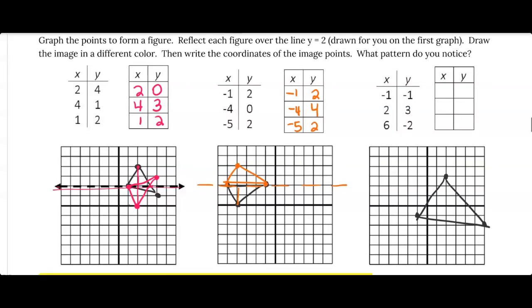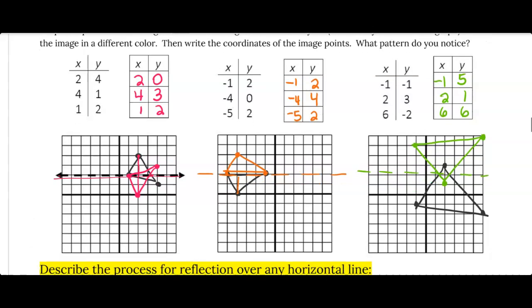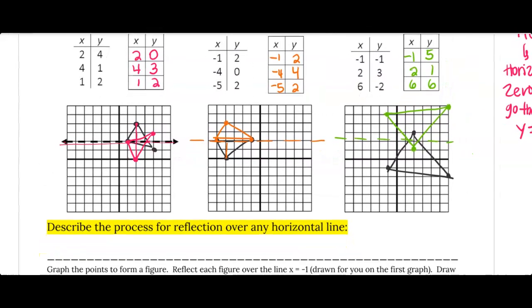You do the third one. So you should have seen that your triangle just flipped right over. This point comes down, the other points go up, and you get these points -1, 5, 2, 1, and 6, 6. So there's not really a rule for figuring out how to reflect over a horizontal line.